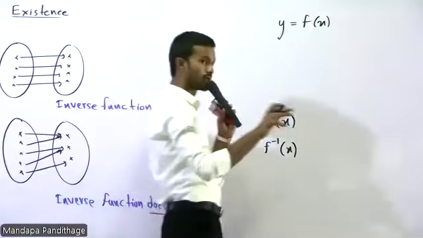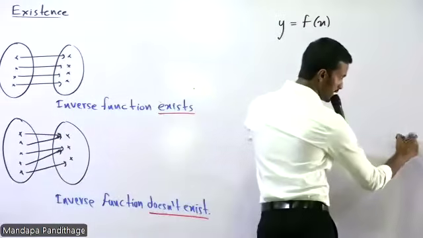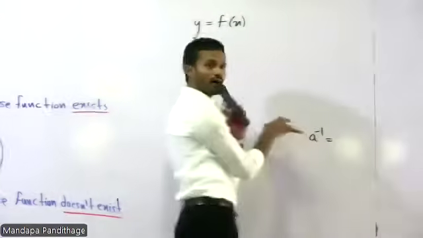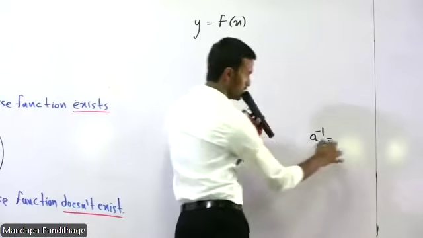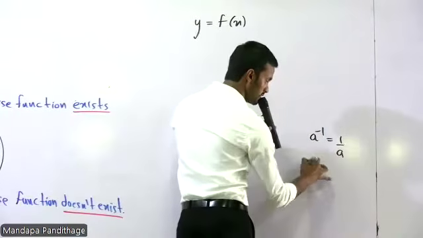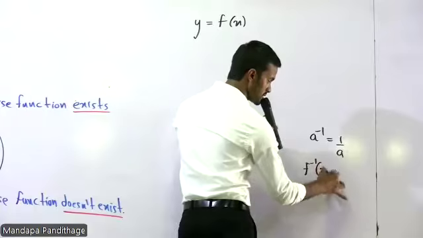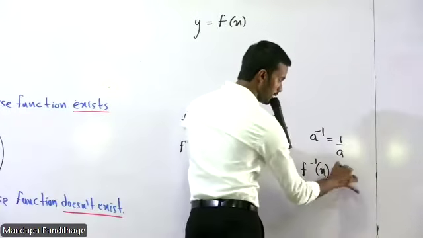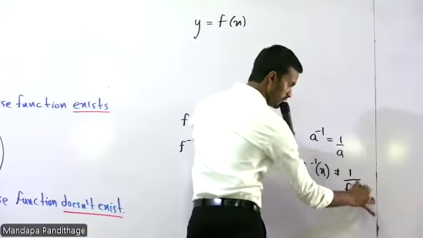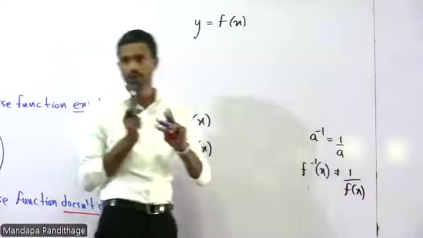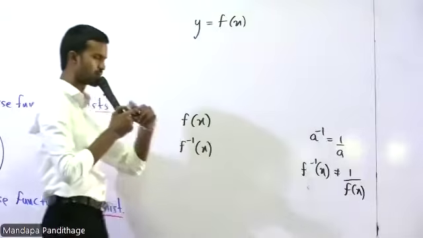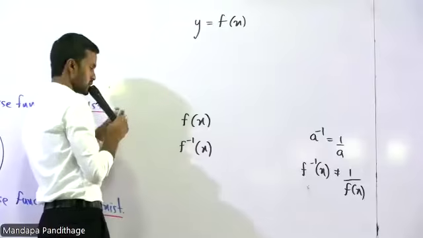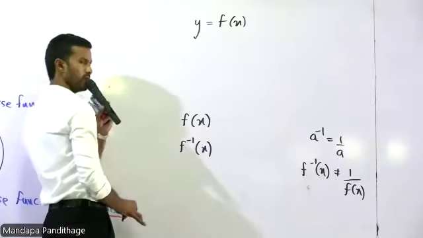Why do I say that it is not the power? Tell me, if I have a to the power minus 1, how can you write this? 1 over a. But this inverse function f inverse x, you can't write it as 1 over f(x). It is not the minus 1 power. This is just a notation, the way that we denote the inverse function.